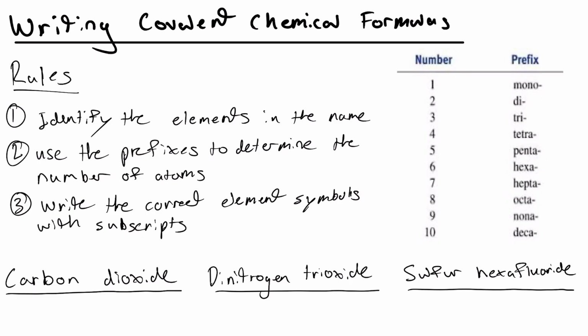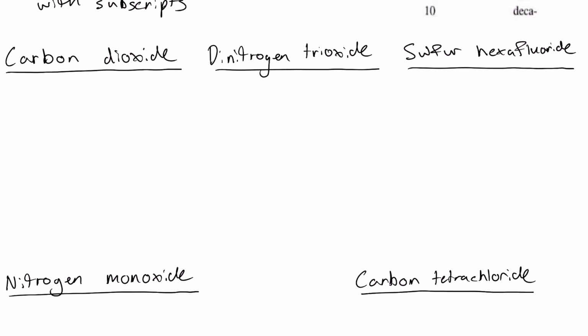And then to the right here, we see all the prefixes from 1 to 10. So from 1 to 10, they're mono, di, tri, tetra, penta, hexa, hepta, octa, nona, and deca. Now, some of your teachers will give you this and some won't, so depending on what your teacher tells you, you may or may not have to memorize those prefixes. Now, let's do some examples together.